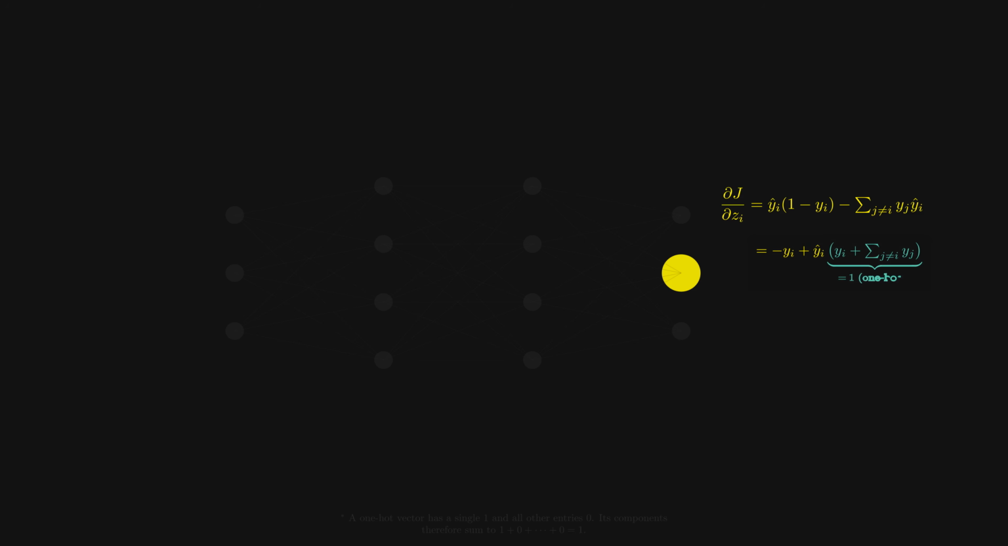The exponentials and the logarithm are about to collide. Before the terms cancel, factor out the common predicted value term. What is left inside the bracket is y sub i plus the sum over every other class j. That bracket is the full one-hot vector, a probability distribution where all classes sum to exactly 1. So the entire bracket collapses to 1. Negative y sub i plus predicted value times 1. The times 1 drops, and we are left with the predicted value minus true value. The gradient at the output layer is simply prediction minus the true value.